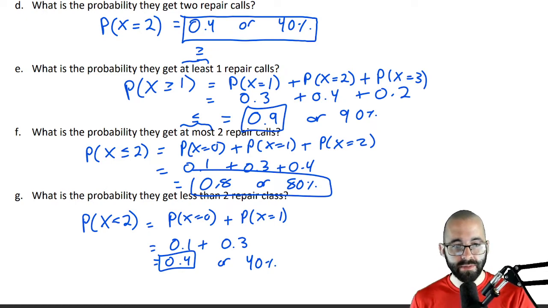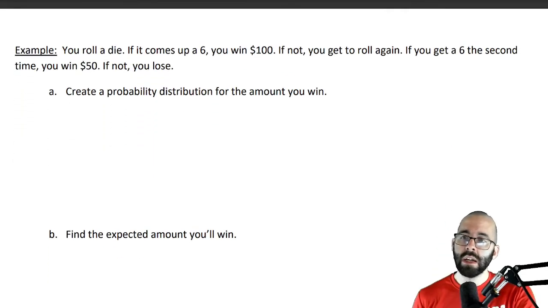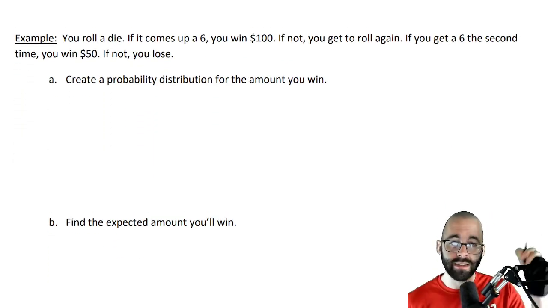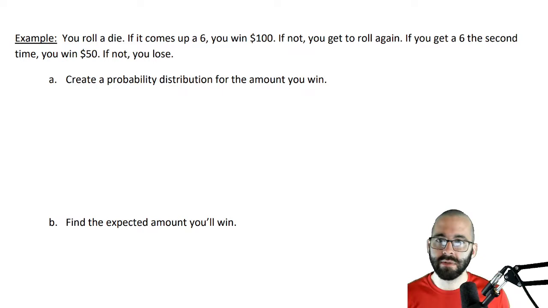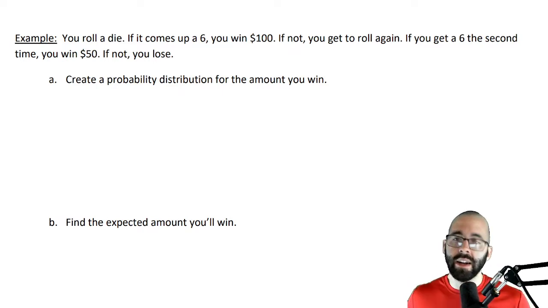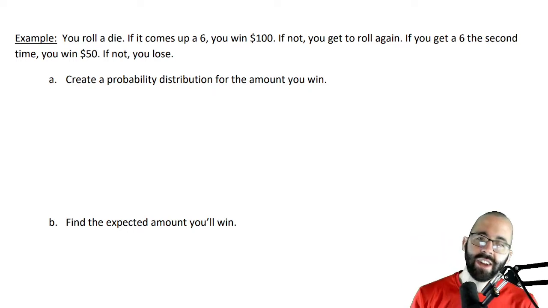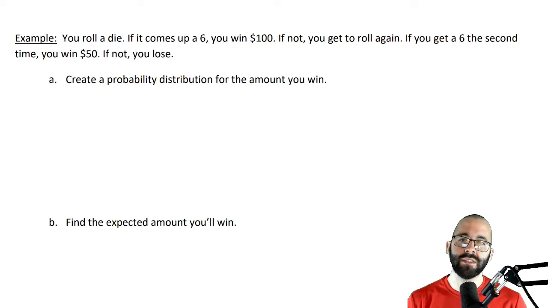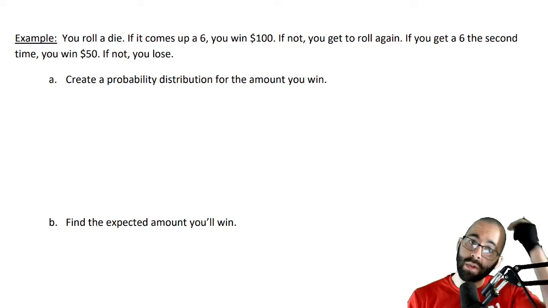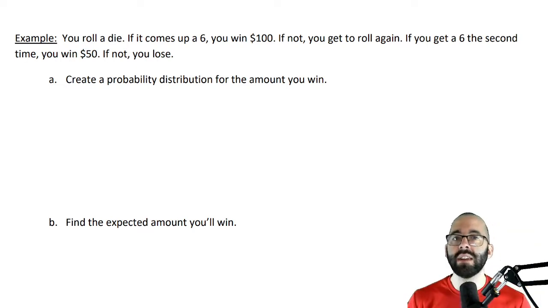That's this example. Let's do another example. Again, it can be a good idea to pause the video, try to do the example on your own, and let's see if we get the same stuff. All right, so we're rolling a die, and if it comes up as a 6, this sounds familiar. Well, not exactly the same, but you win $100. If not, you get to roll again. If you get a 6 a second time, you win $50. Otherwise, you lose.